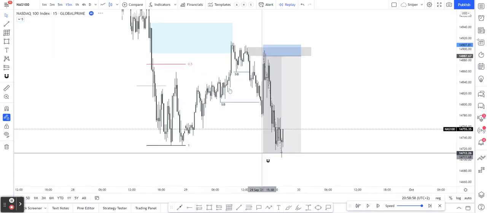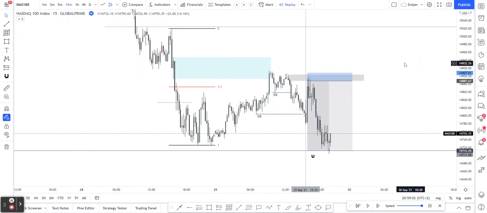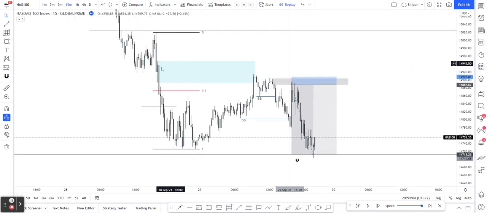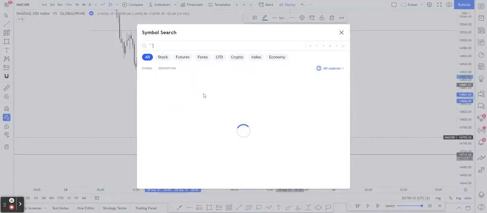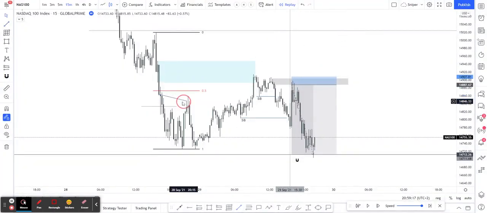So we followed all the steps, and we looked at our key ingredients, the things that we're looking for. An impulse leg, price reaching 50% above the 50%, tapping into imbalance or a block. You can see on the 15-minute we have this level over here, imbalance and the order block above a previous high. So that's all in there as well.